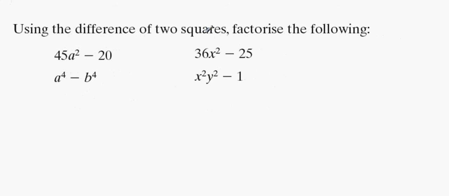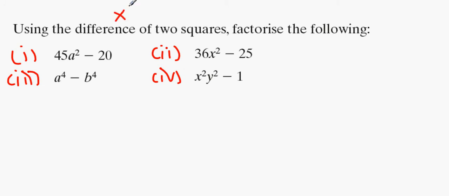Okay. The difference of two squares. 4 parts to this question. Now, difference of two squares is basically x squared minus y squared equals x plus y, x minus y.